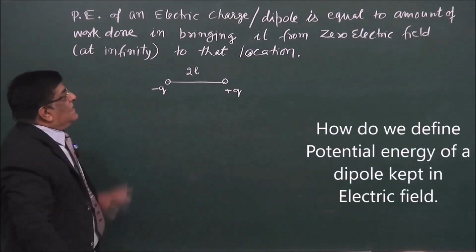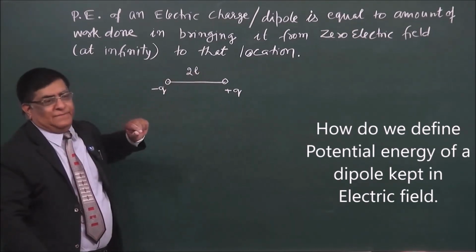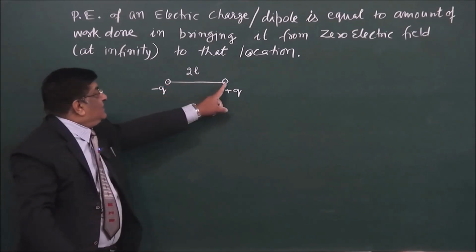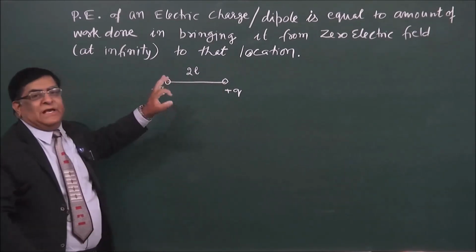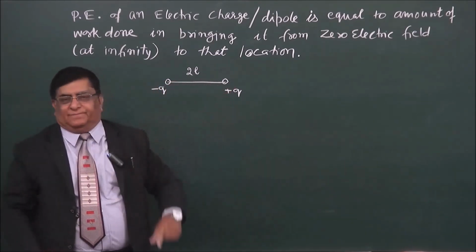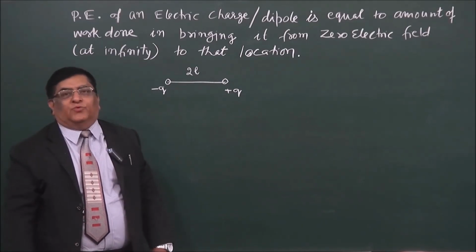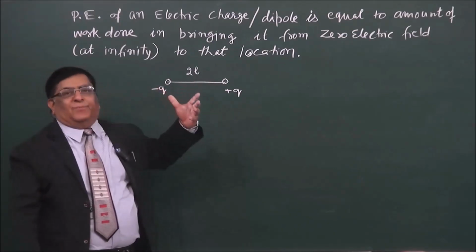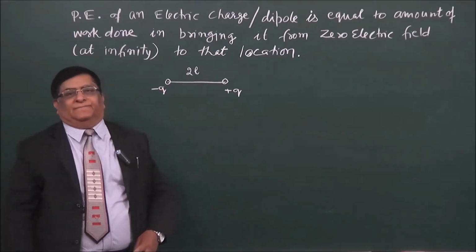Okay, and there is an electric field here. Each charge of this dipole is experiencing a force. Then why does it not move according to the force? Because the net force on the dipole is 0, as we have just studied.